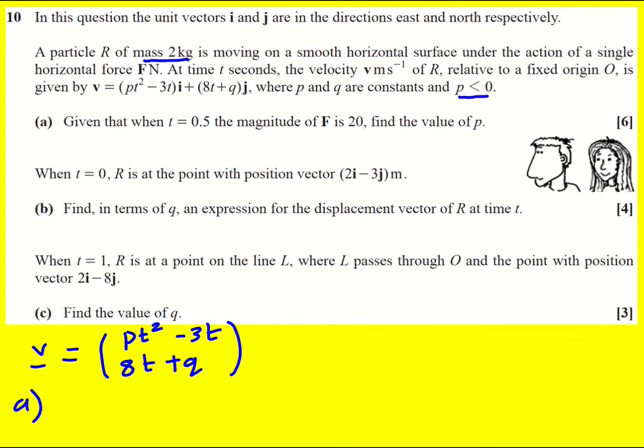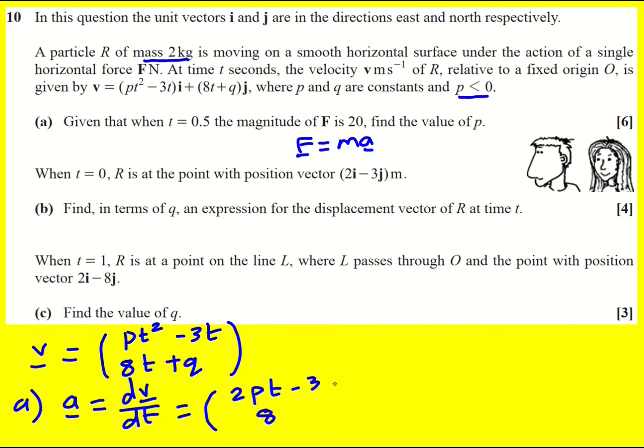Now, we're given that when t is equal to 0.5, the magnitude of F is 20. Find the value of p. So I'm going to need to use F equals ma to link in to the motion. And that means I'm going to need to work out a, which is the derivative of the vector, dv by dt. So for this, we just differentiate the x component and the y component separately, no problem, which is going to give 2pt minus 3 and then 8.